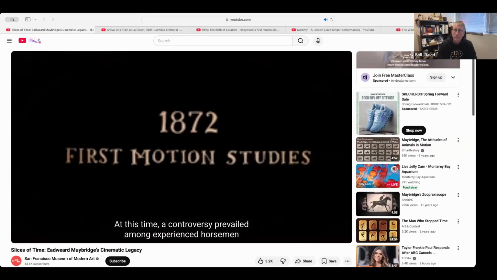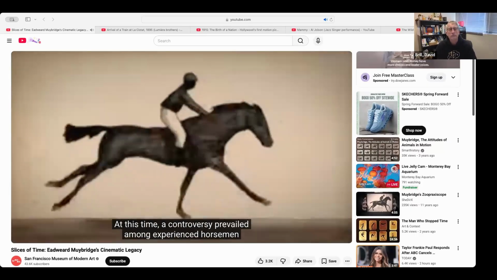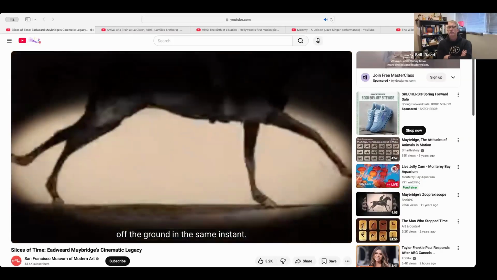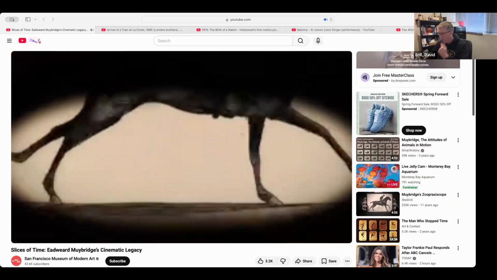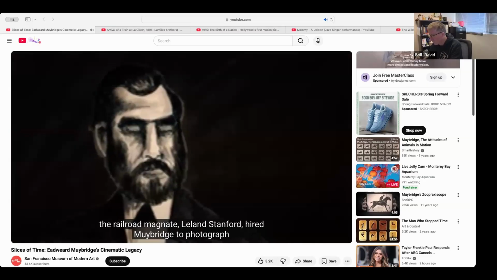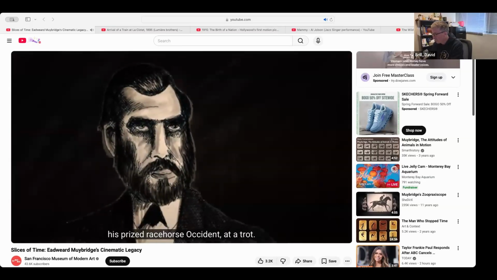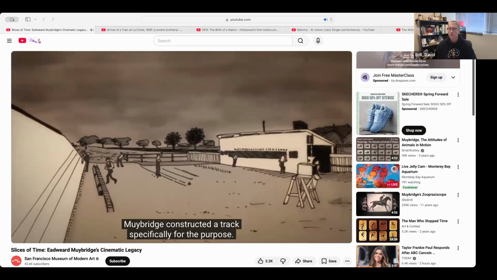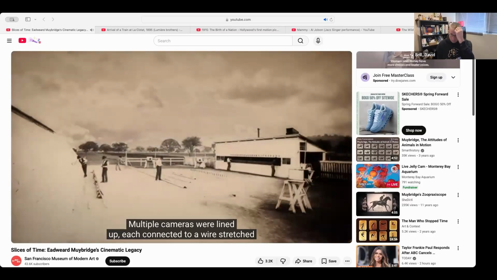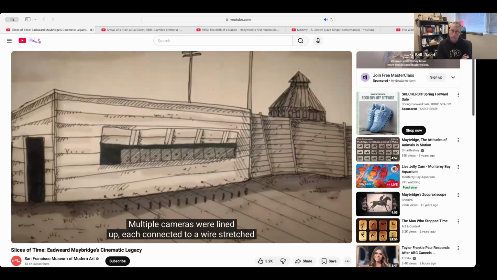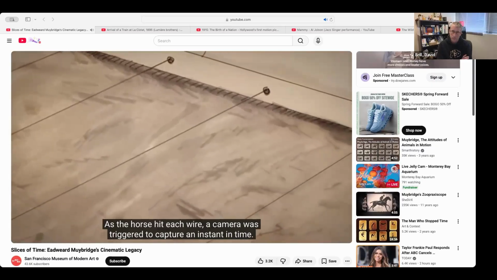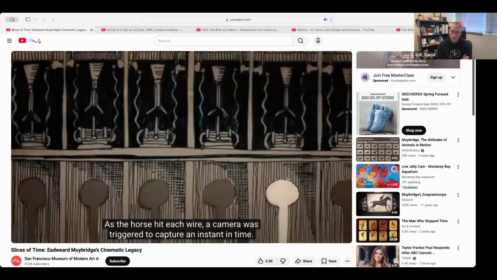At this time, a controversy prevailed among experienced horsemen as to whether all the feet of a trotting horse were clear of the ground in the same instant. To settle the debate, the railroad magnate Leland Stanford hired Muybridge to photograph his prize racehorse, Occident, at a trot. Muybridge constructed a track specifically for the purpose. Multiple cameras were lined up, each connected to a wire stretched across the track. As the horse hit each wire, a camera was triggered to capture an instant in time.